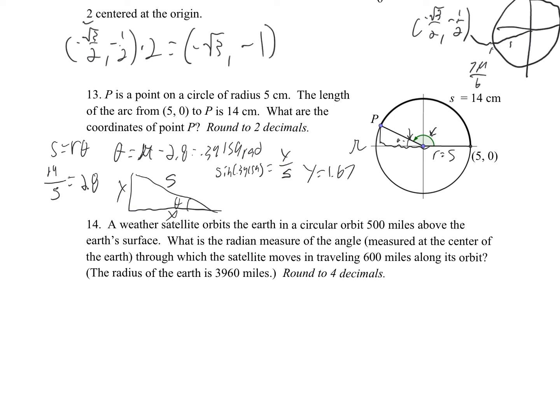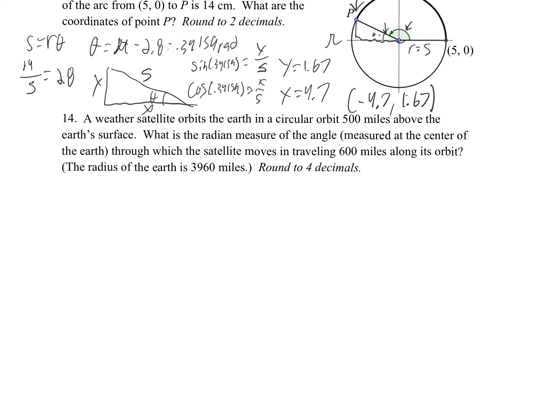And now we can do cosine. We have cosine of the same angle, 0.34159, equals x over radius. We solve for x, and we get x equals 4.7, but since we are finding this point here, it's on the left side of this axis, so this x would be negative, and so our point would be negative 4.7 and 1.67.